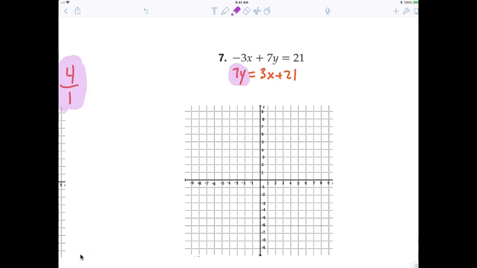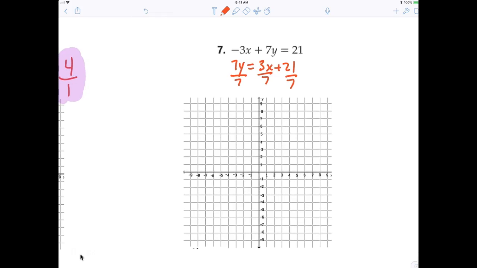So how do I undo multiplication? There you go. Instead of subtracting, we have to do what? You have to divide. Simple as that. All right? So when we divide by 7, divide by 7, divide by 7, everything must be divided by 7. Everybody good with this? And now, finally, we have the right equation. So now the equation is y equals 3/7 x plus 3. Anybody have any issues with that?